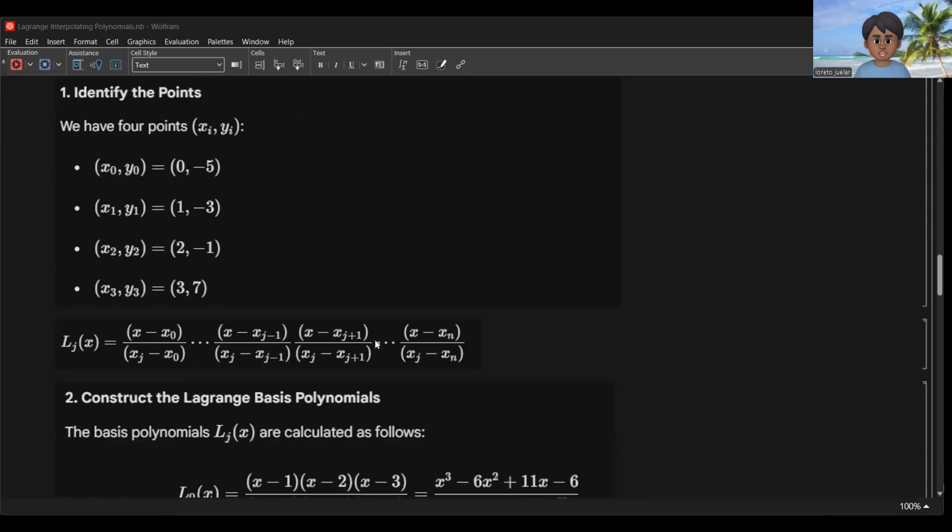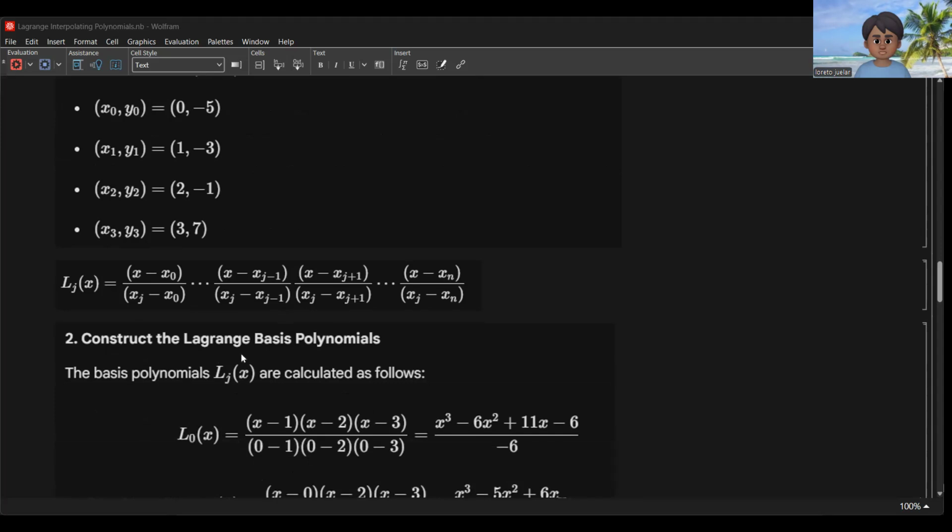So this is the formula that we are going to use. Construct the Lagrange basis polynomials. The basis polynomials l sub j of x are calculated as follows. For l sub 0, you have x minus 1 here, then x minus 2, and x minus 3. Then we have 0 minus 1, 0 minus 2, 0 minus 3, so we just copy the 1, 2, and 3 here. So this is equal to this polynomial.